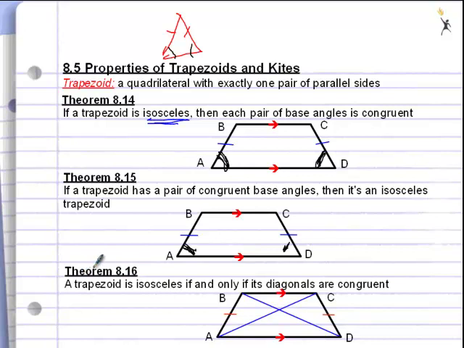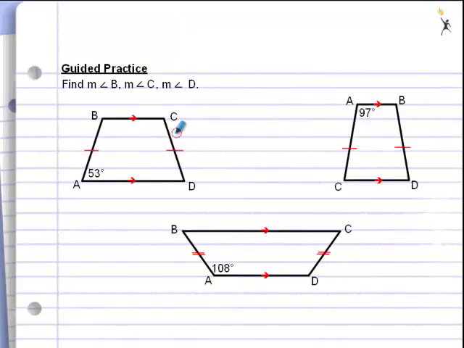Theorem 8-16 says a trapezoid is isosceles if and only if its diagonals are congruent. Just like in a square and a rectangle, the diagonals of an isosceles trapezoid are congruent. This length and this length are congruent. No, they do not bisect each other. No, they are not perpendicular, but they are congruent in length. Very important that you understand that. So, keep going. Now let's actually use that idea of trapezoids to solve a couple of these trapezoid problems.